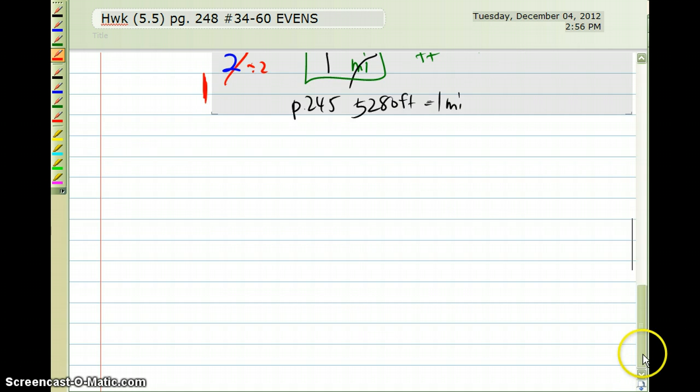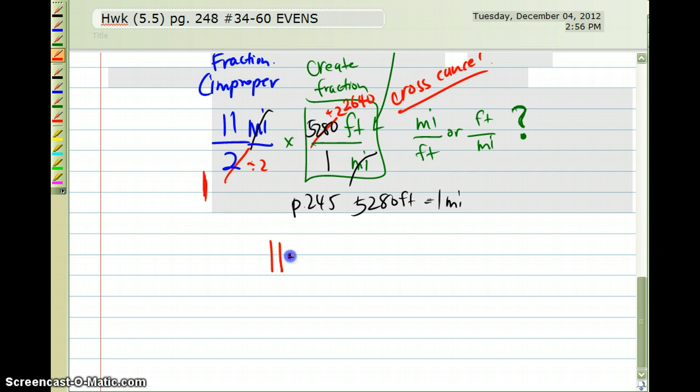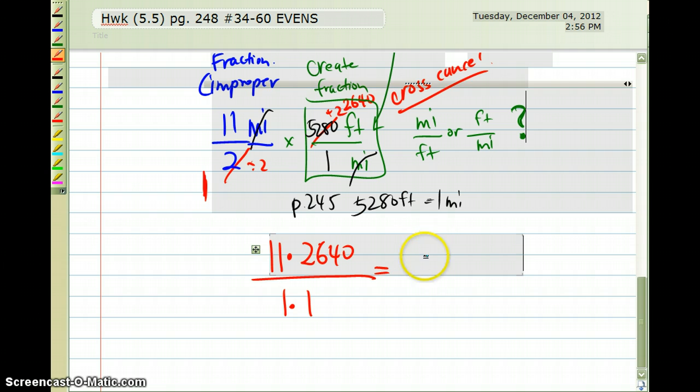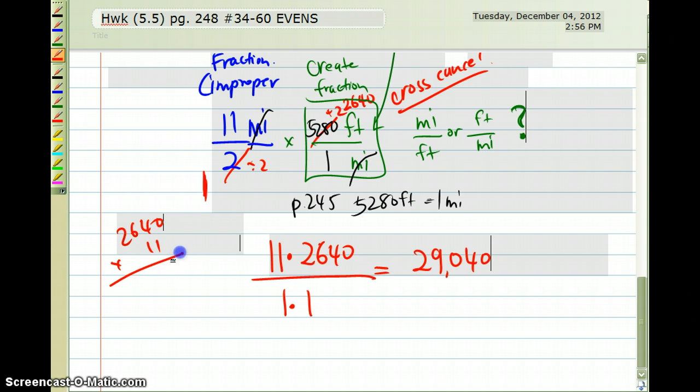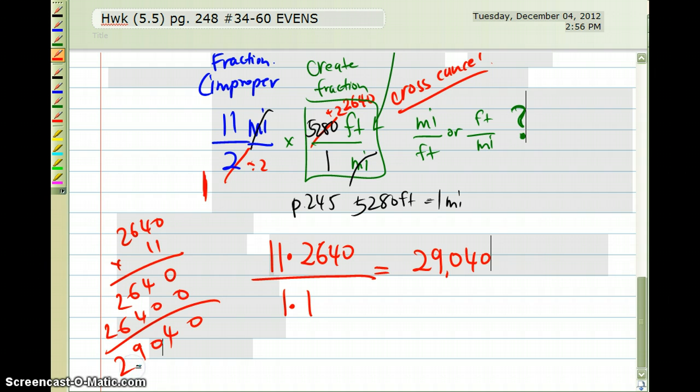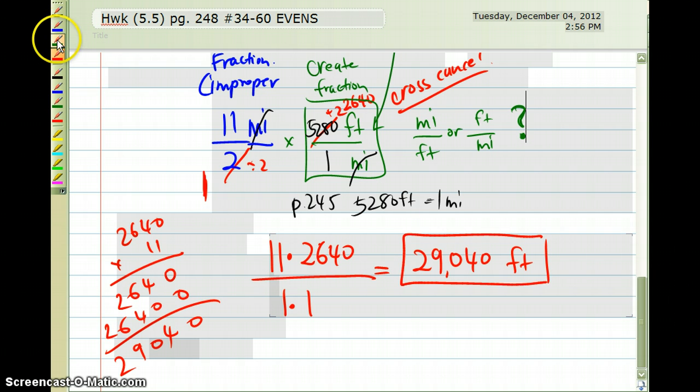Then I will multiply across. I'm going to multiply my numerators, 11 times 2,640, over 1 times 1. What I'm going to get is a fairly large number, 29,040. You can do the math over here and check your work if you would like. There we go. That's how many feet are in 5.5 miles.